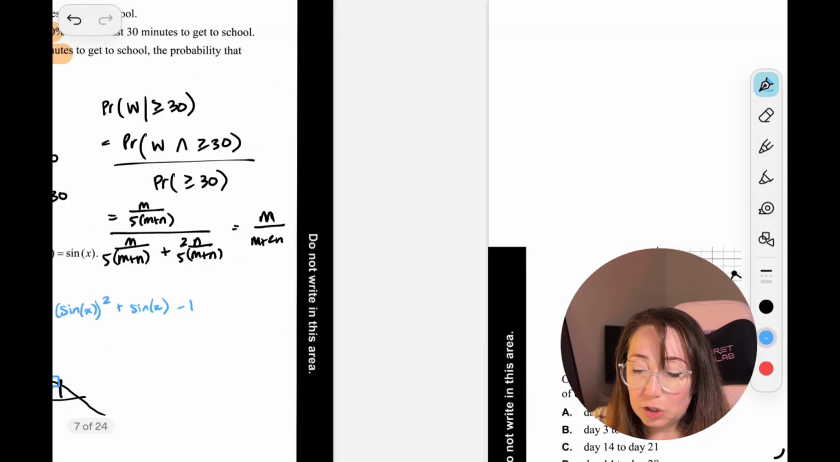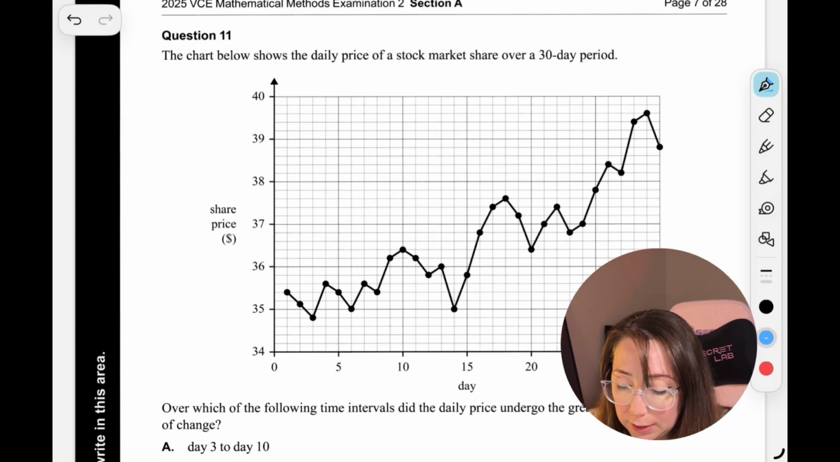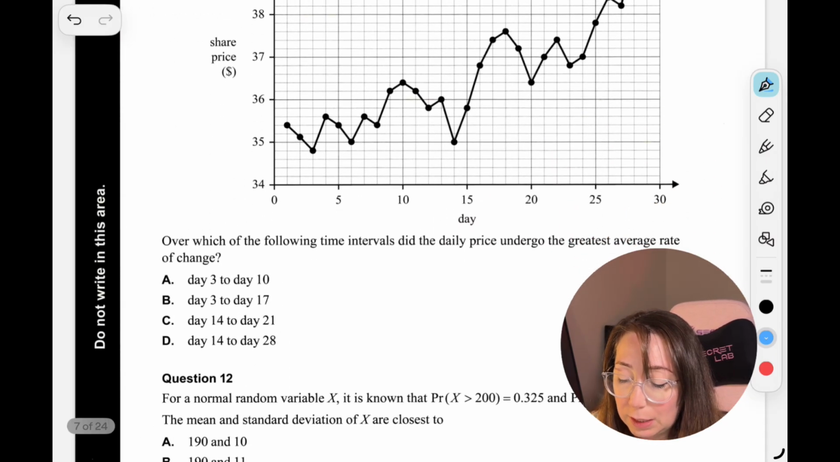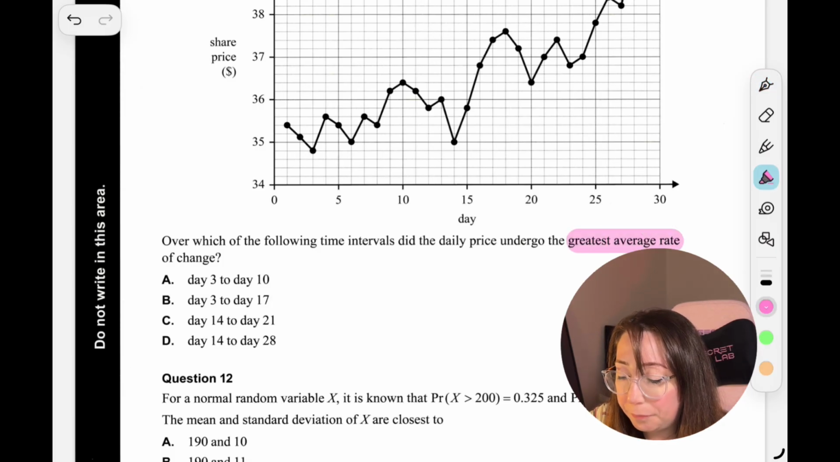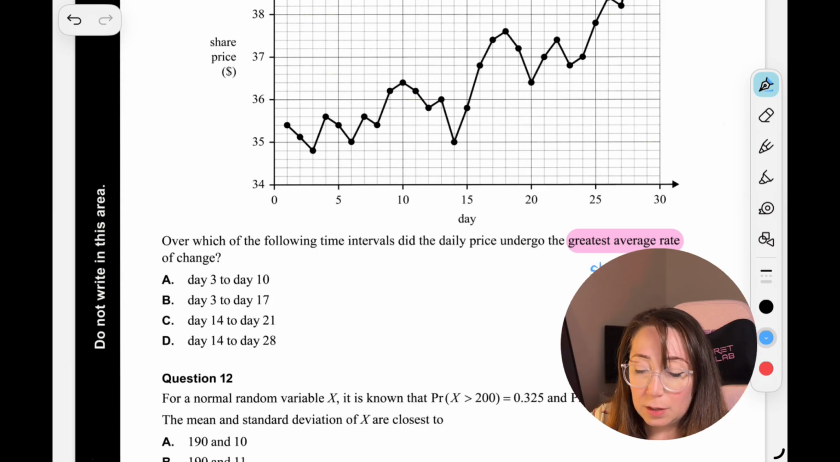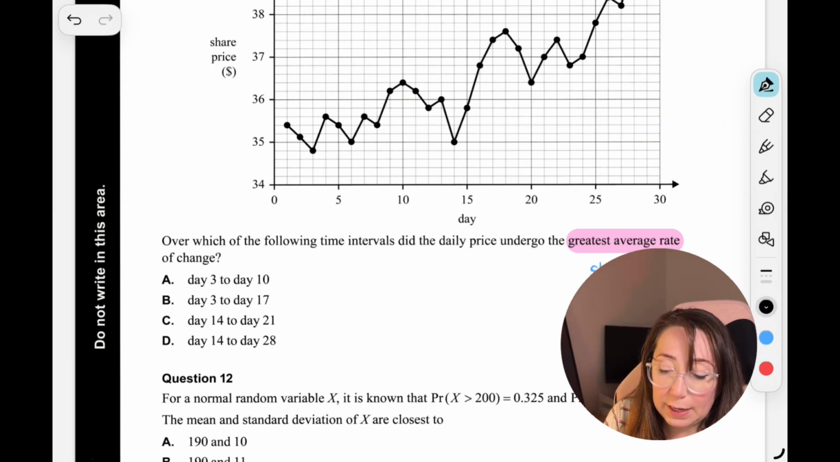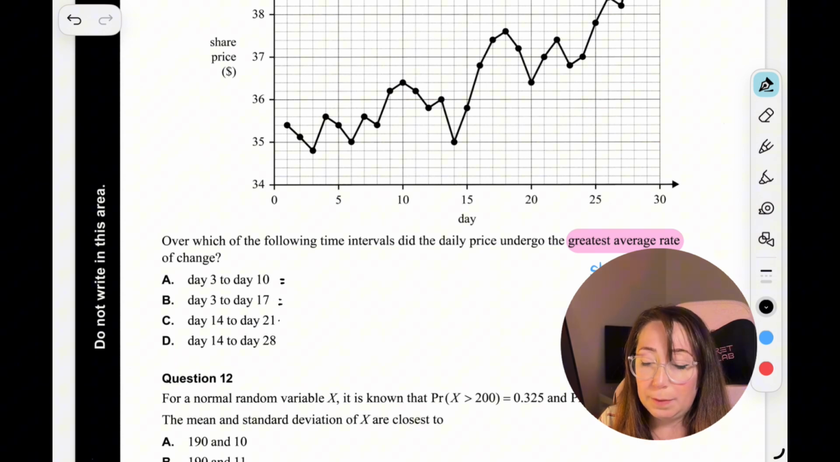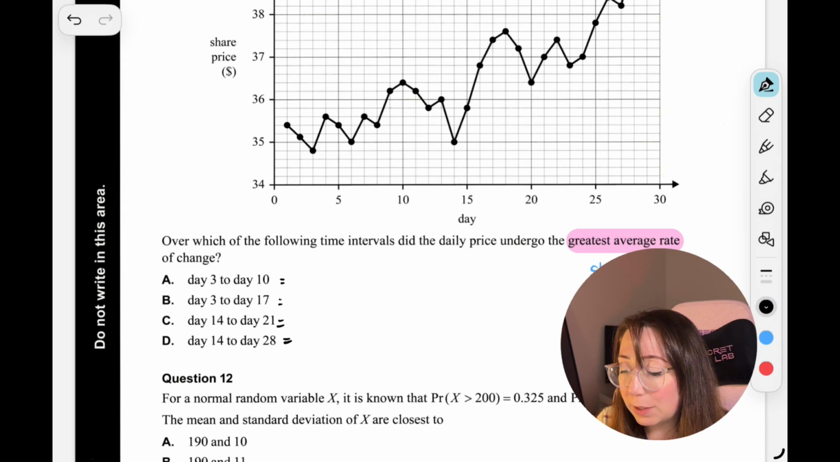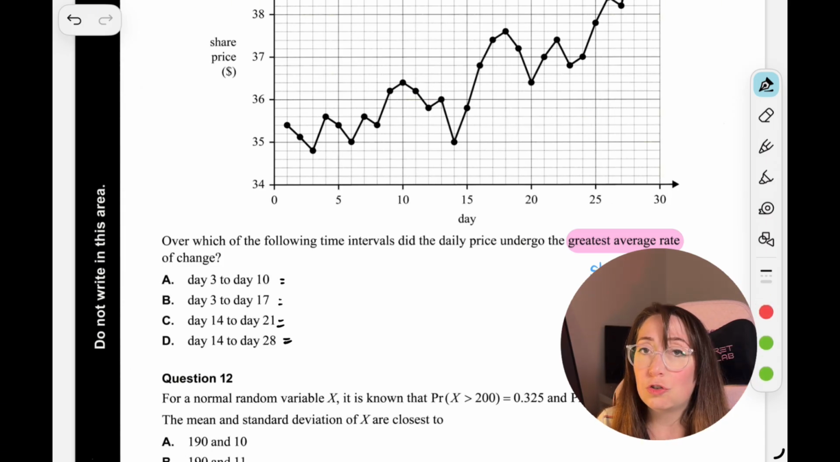Question 11. We've got the chart below showing the daily price of the stock market. Over which of the following time intervals did the daily price undergo the greatest average rate of change? So we want to see basically when the slope is the steepest. There are 2 ways to do it. First of all, and the more accurate way really, is to find the average rate of change for each of them. So you just do your y2 minus y1 over x2 minus x1. I think that's going to take a little bit of time, so I'm going to just try to visually see where the slope is going to be the steepest.